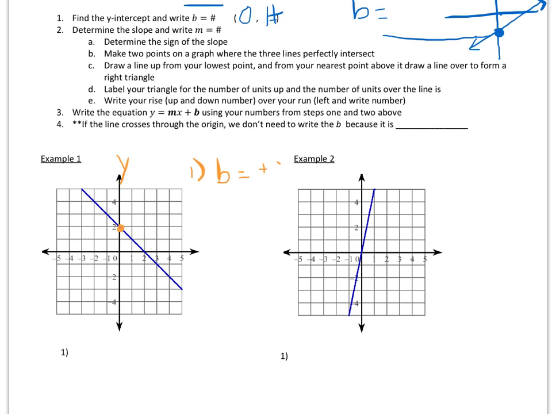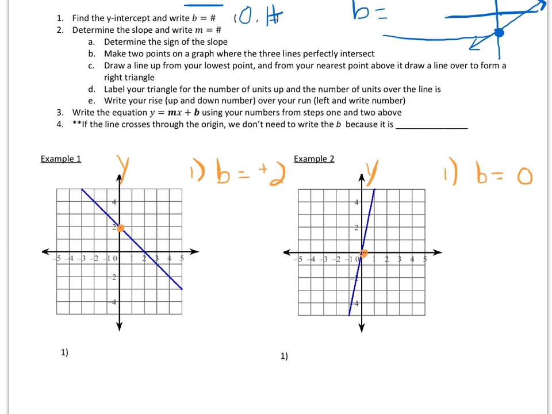So I'm going to write positive 2. Simple, right? What about this one? Okay, where does my line cross the y-axis? Again, my y-axis is the vertical one going up and down. Well, it crosses right here. Okay, so that is b equals, so step 1, b equals 0.